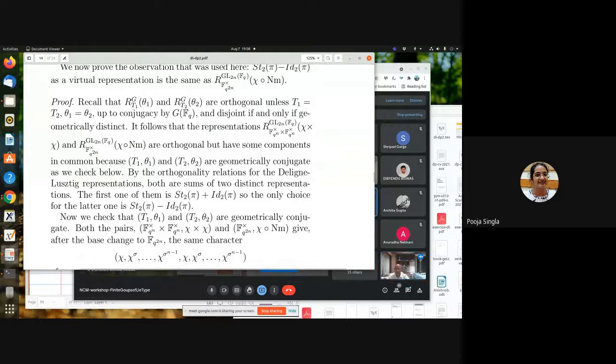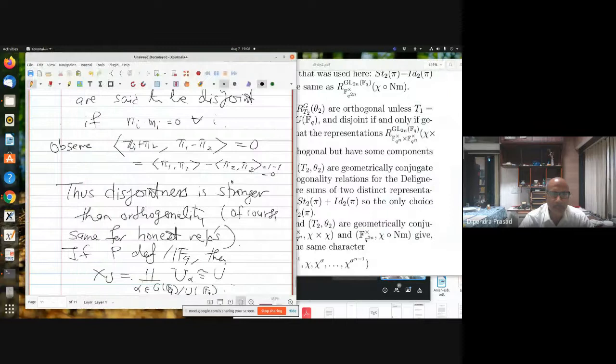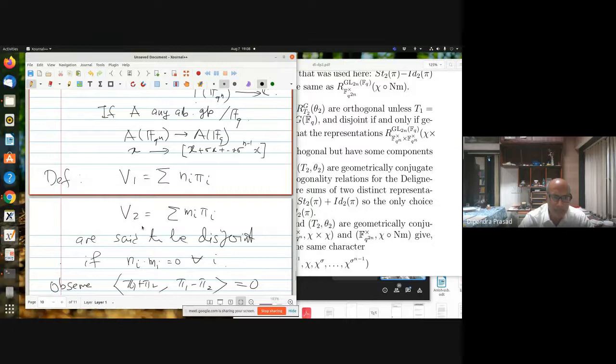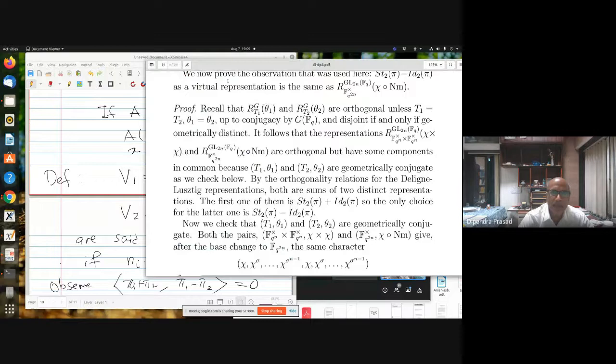Actually, some common. I was trying to explain here disjointness. You have one representation, the sum of n_i pi_i, and another representation, the sum of m_i pi_i. They are said to be disjoint whenever one of them is there in V1, then it is not there in V2 and conversely. And to say it is not disjoint means that there is one pi_1 here and also here. Which means what?